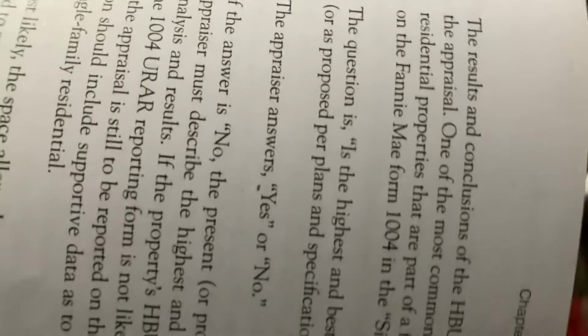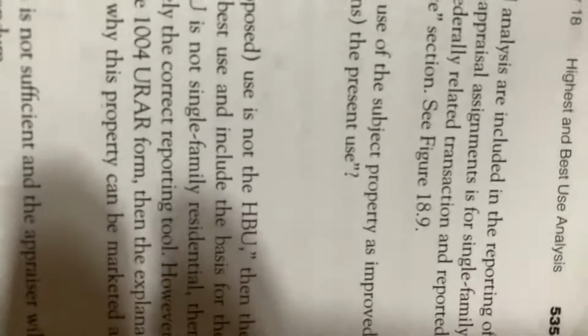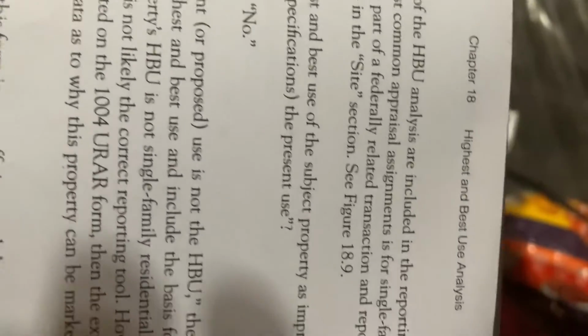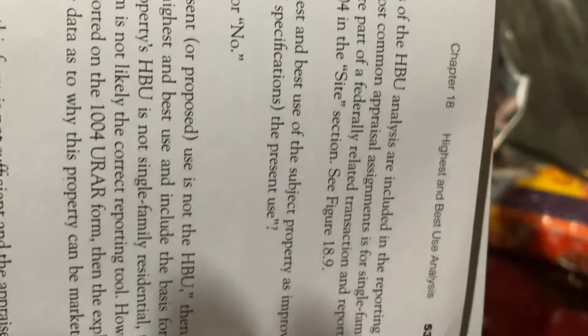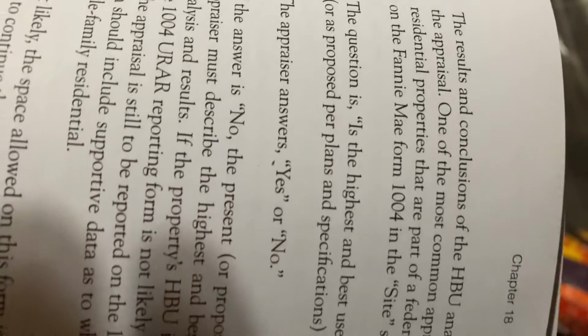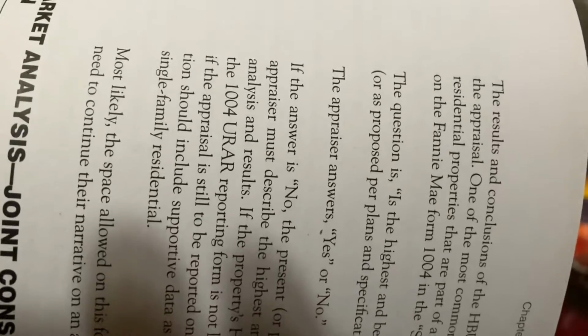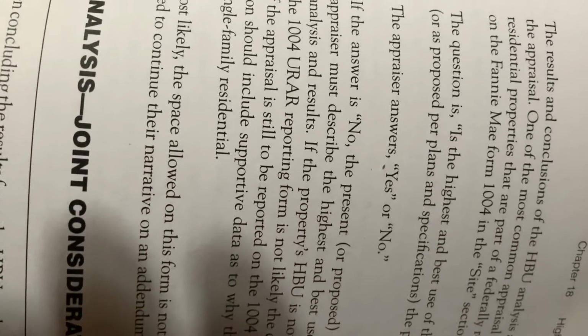Page 535. The results and conclusions of highest and best use analysis are included in the reporting of the appraisal. One of the most common appraisal assignments is for single-family residential properties that are part of a federally related transaction and reported on the Fannie Mae Form 1004 in the Site section. See Figure 18.9. The question is, is the highest and best use of the subject property as improved or as proposed per plans and specifications the present use? The appraiser answers yes or no.